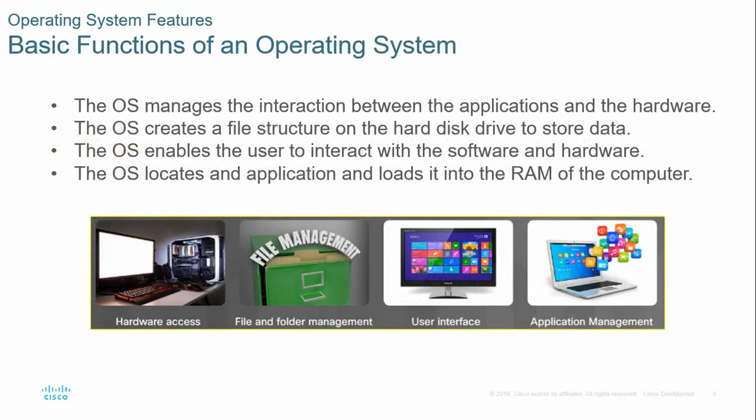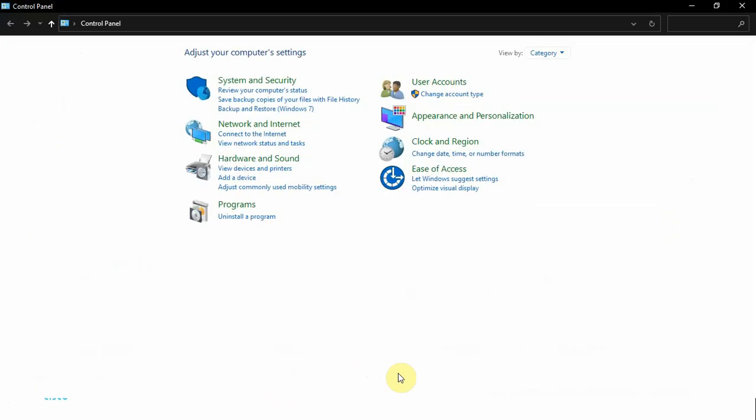Before discussing these basic functions of the operating system, I just want to show you what is in the control panel. This is the control panel of the Windows 10 operating system, which includes system and security, and user accounts. You can create user accounts, delete user accounts, and manage different types of users. If you want to connect with the internet or a network, we have network and internet, and we have hardware and sound to manage all your hardware input and output devices.